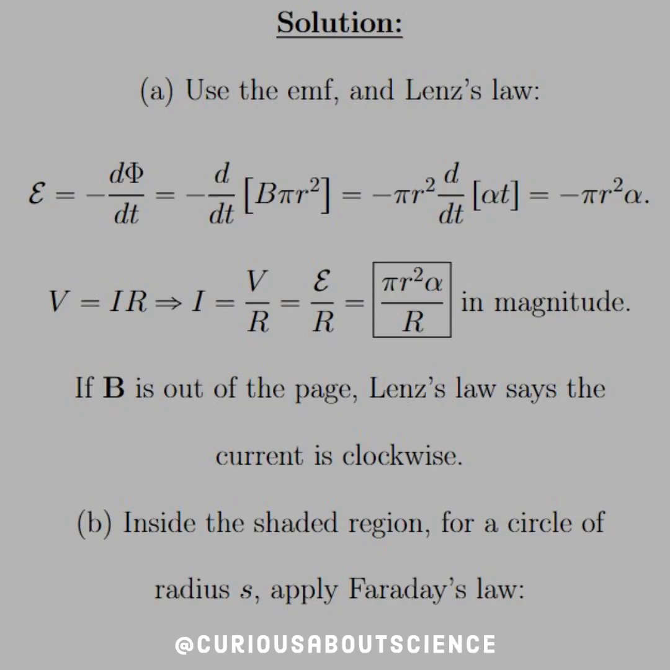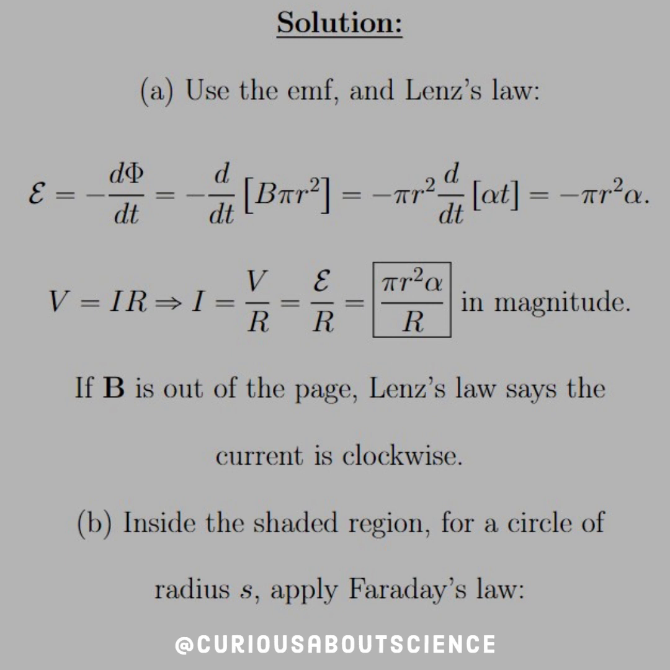All right. So use the EMF in Lenz's law. What we need to do is find the flux, which is B over pi r squared. Here we've got to be careful because r being a radius, we need to be careful where it is with respect to P and Q. But it's pretty straightforward. We saw that B was equal to alpha t. So here we have that the EMF is equal to negative pi r squared alpha.